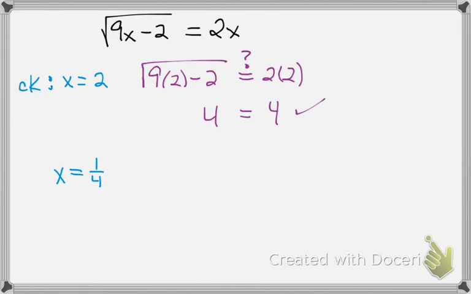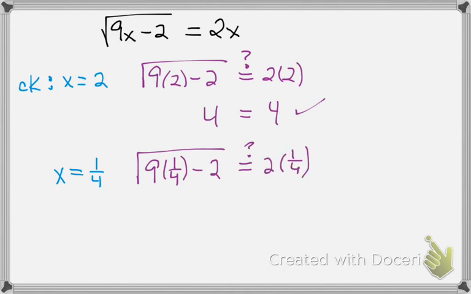Let's check x equals 1/4, right? I give you the illusion of choice. I just put it off for about 30 seconds. So we've got the square root of 9 times 1/4 minus 2, and we're hoping that that comes out to 2 times 1/4. You guys see what I did there? So 9 times 1/4 is 9 over 4. In order to subtract, I need a like denominator, right? Common denominator. So I'd have 9/4 minus 2, which is 8/4. You guys agree?